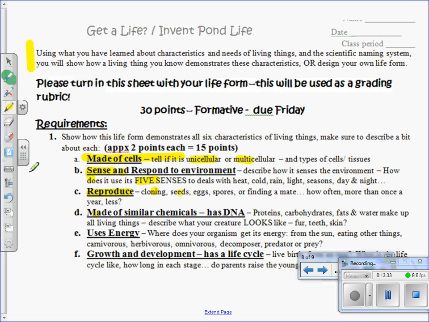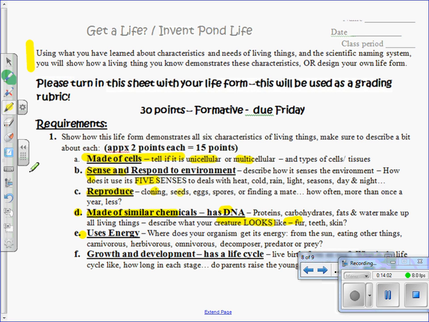Made of similar chemicals. This, of all of the things, is the one that you're not going to do a whole lot of describing, because you're going to say, yep, it's made of similar chemicals. It has DNA. But maybe you could also then say, that DNA is responsible for what it looks like. And then tell what it looks like. Does it have fur, teeth, skin, slime? I don't know. Gives you a chance to describe things.